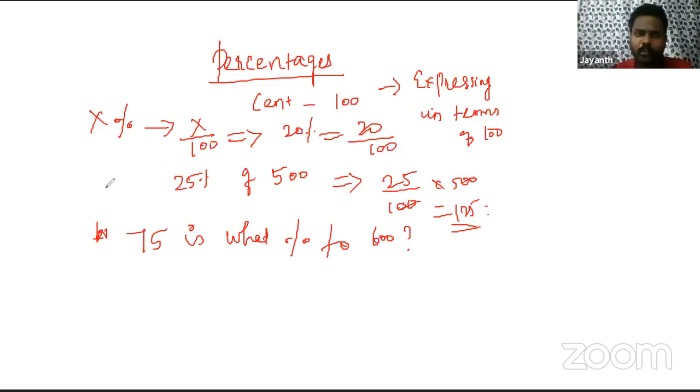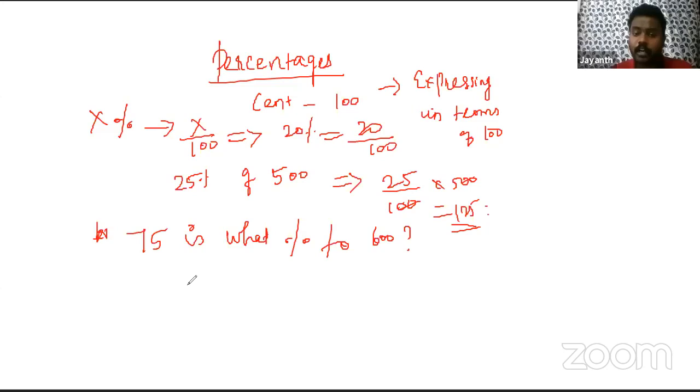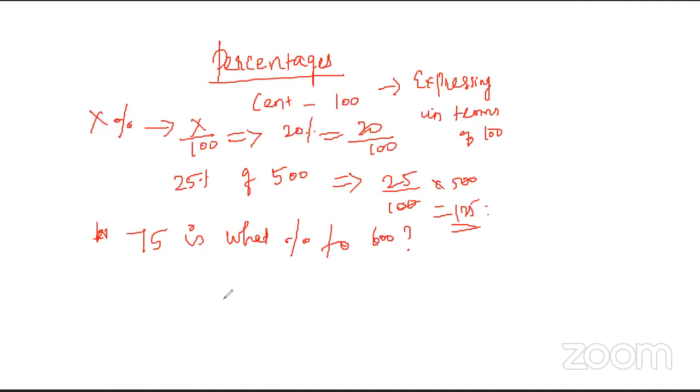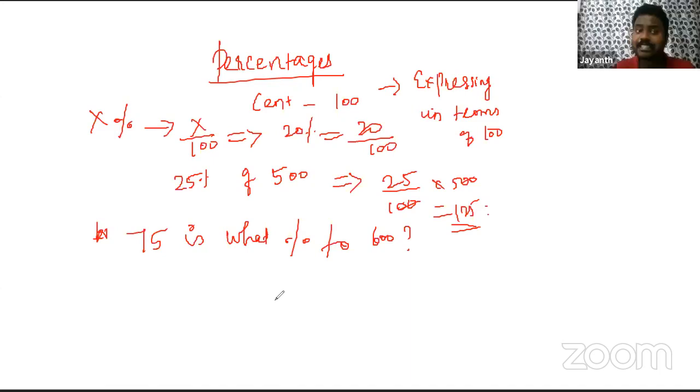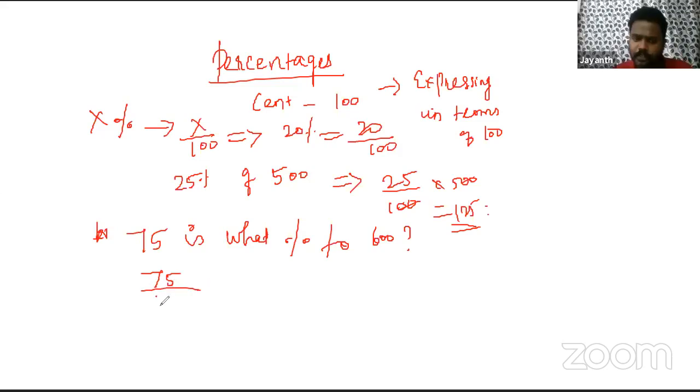I'll tell you what formulas are to be used. You just give me the answer for this one. 12.5%. Excellent, good. I didn't ask you to find what is 75 percentage of 600. I asked 75 is what percentage of 600. 12.5, yes, good. 75 is what percentage of 600 means 75 by 600. That's the difference.